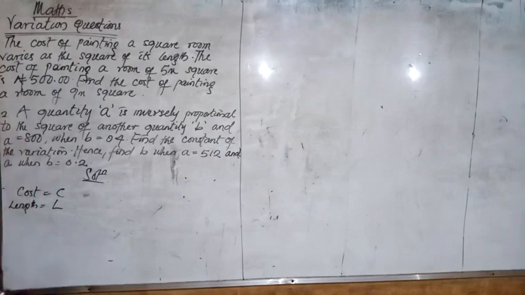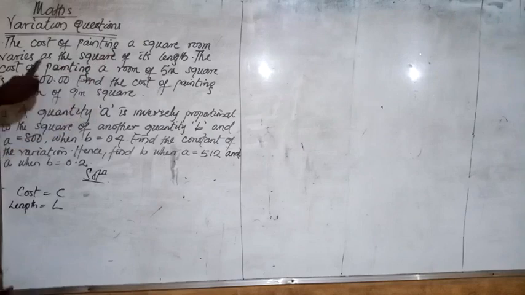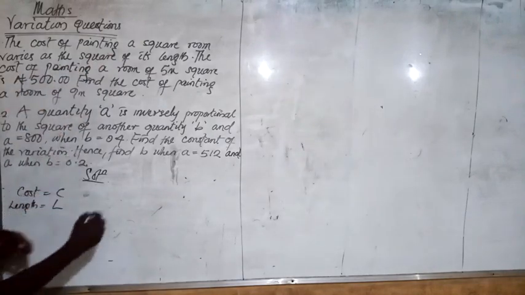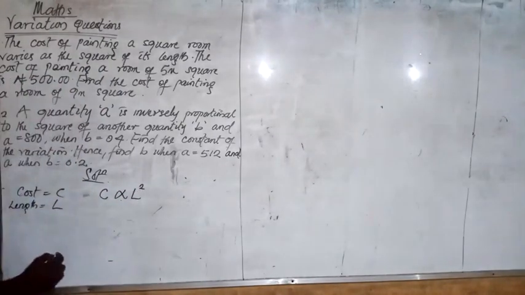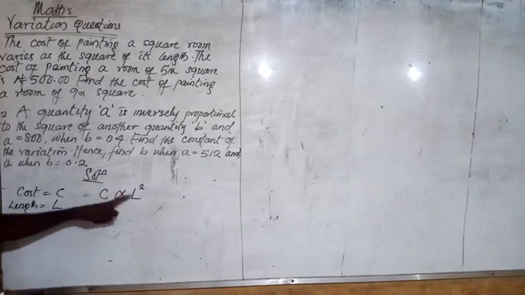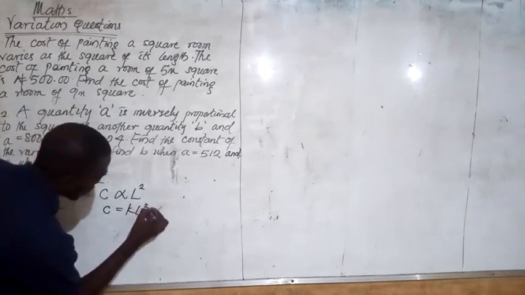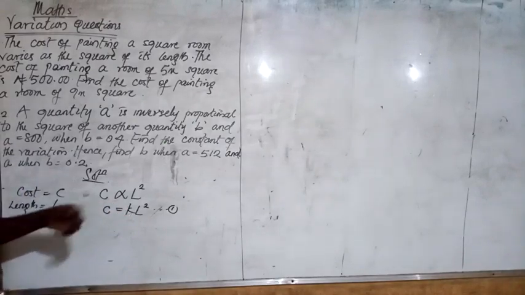Those are the 2 parameters we are comparing here. It says the cost varies as the square of length, meaning that it varies directly. So that notation is going to be C varies as L squared. From here we have to introduce an equal sign, and when we put an equal sign, then the constant, a constant of proportionality, allows the relationship to be valid. So we have C is equal to KL squared. This is our equation. So we have to solve for K now.